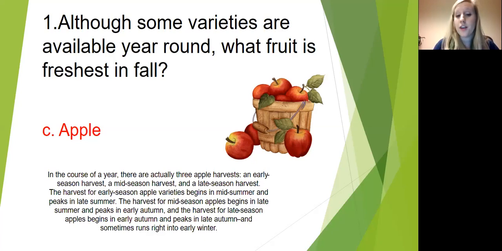In the course of a year, there are actually 3 different apple harvests. There's an early season harvest, which occurs in midsummer. There is a mid-season harvest, which occurs in late summer. And there's a late season harvest, which occurs in early autumn and peaks in late autumn.